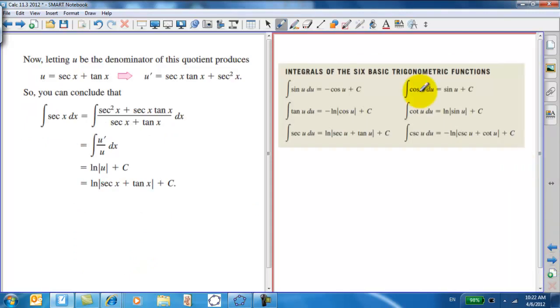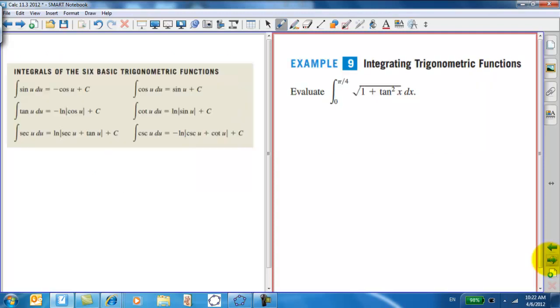So here's your list of rules for all 6 trig functions now. Sine, cosine, tangent, cotangent, secant, and cosecant. And notice the ones behind the sine and cosine, which were so nicely sort of derivatives and integrals of each other with a few negatives. These become much trickier and involve the natural logs. So keep those in mind when we're doing this one now.